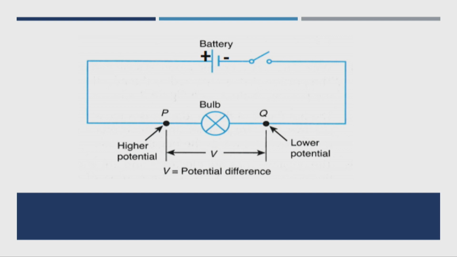We are now in a position to understand potential difference. We return to our electrical circuit. The positive terminal of the battery is on the left. This means that the left side of the circuit is at a higher electric potential. The negative terminal of the battery is on the right. This means that the right side of the circuit is at a lower electrical potential. Consequently, current flows through the bulb from left to right, that is, from point P to point Q.